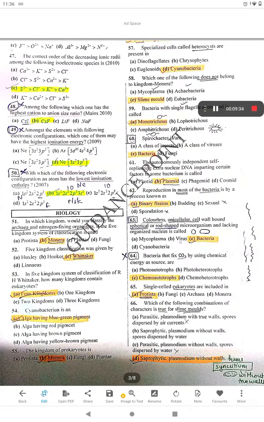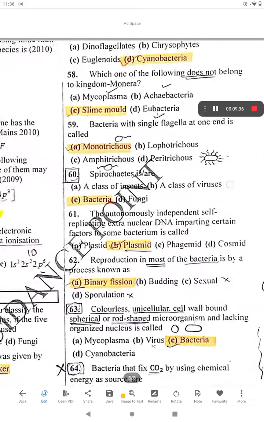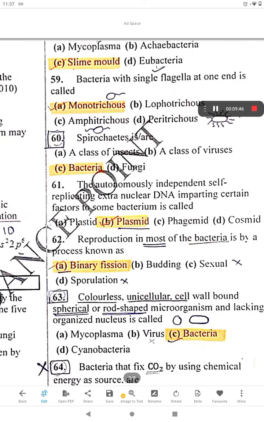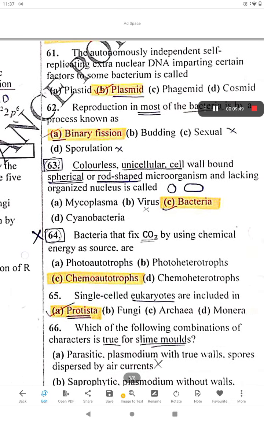Then now starts the bio section. Spherocytes is R. It is a bacteria. It is not a class of insects, not a class of viruses, not a fungi. It is bacteria. A colorless unicellular cell wall bound spherical or rod-shaped microorganism lacking an organized nucleus is called bacteria.